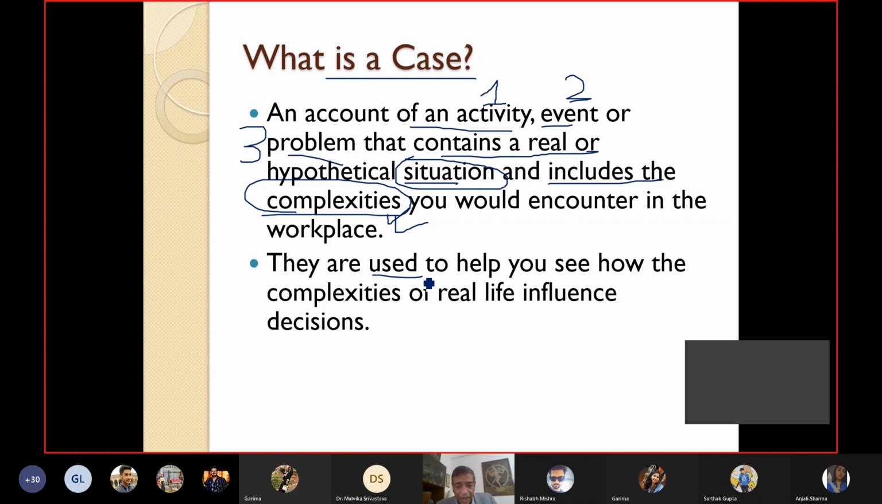Cases are used to help you see how the complexities of real life influence decisions.